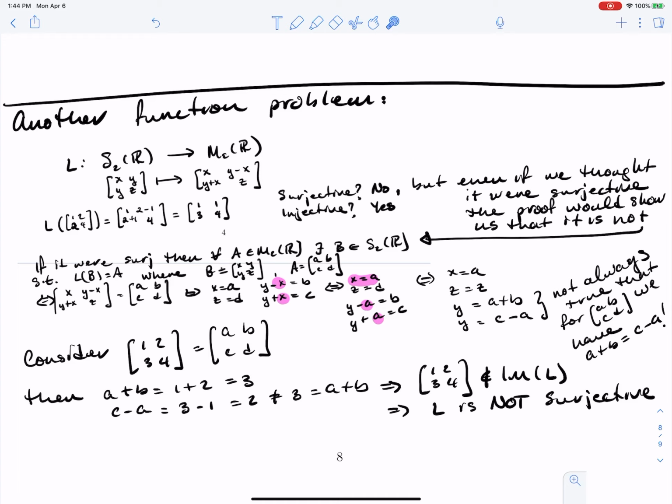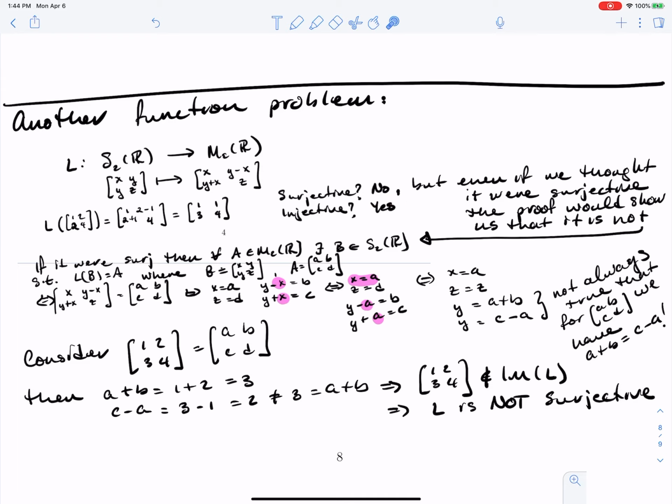So if I take the matrix 1, 2, 2, 4, the X goes to the X, the Z goes to the Z, so the 1 and the 4 stay the same. But here, this next term becomes Y minus X, so that's 2 minus 1, and this is Y plus X, so that's 2 plus 1. So I get 1, 1, 3, 4. Okay, so we can ask, is it surjective and is it injective? And I'll just tell you for a fact, it's not surjective, but it is injective.